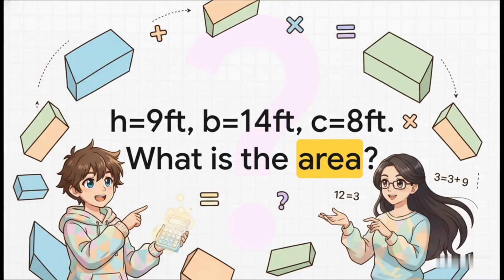Okay, final boss battle. We have a trapezoid, the height is 9 feet, and the 2 bases are 14 feet and 8 feet. So how do we solve this? First, we add the bases together. 14 plus 8 is 22. Then we take half of that, so the average base is 11. Now for the easy part. Multiply that by the height. 11 times 9 is 99. The area is 99 square feet.